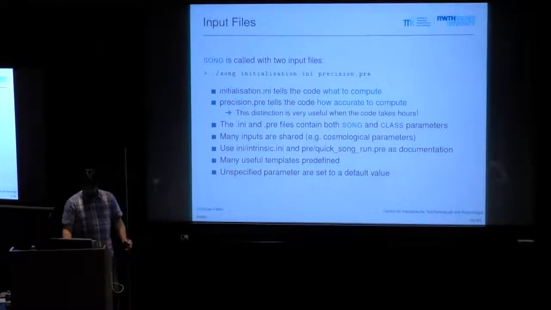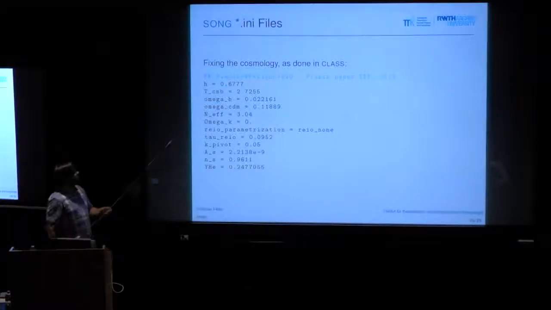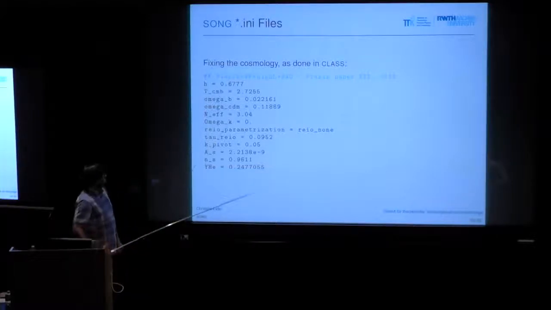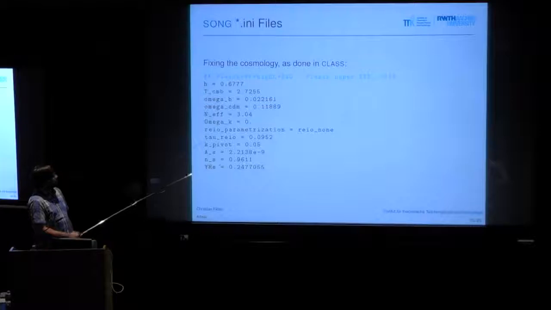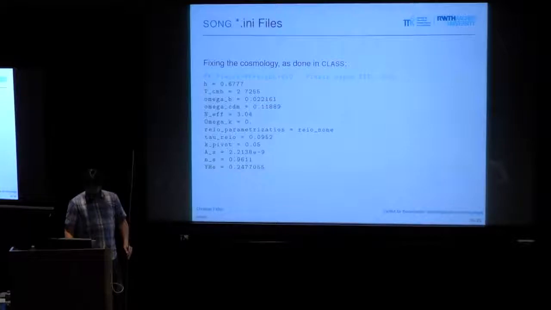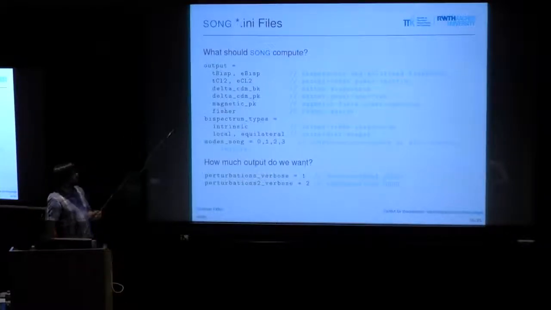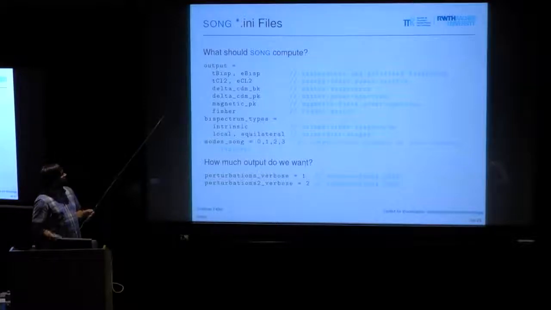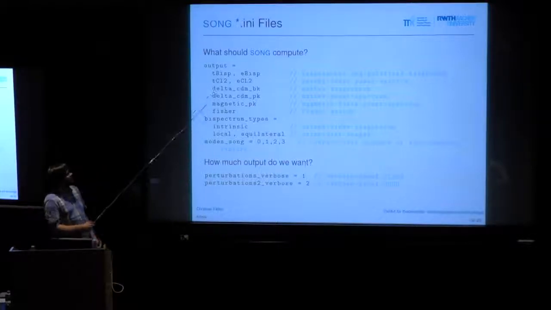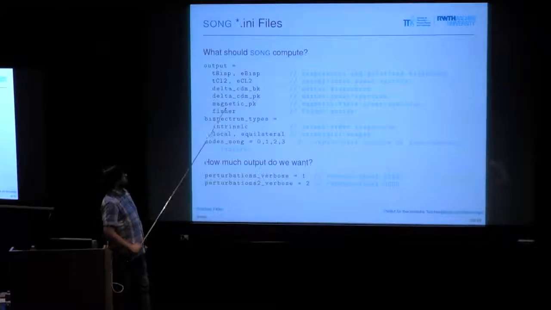Okay, this is the basic structure of the input files and the precision files. Now I'm quickly going to show you how this will look like in practice. Here, this one is how you can specify your cosmology. And if you look at this, you will notice that this looks exactly as it does in CLASS. So you really just can take a CLASS input file and use this for the specification of the cosmology. Then now for the SONG-specific parameters, you have the output setting, and the output setting really tells the code what kind of output you want to have.